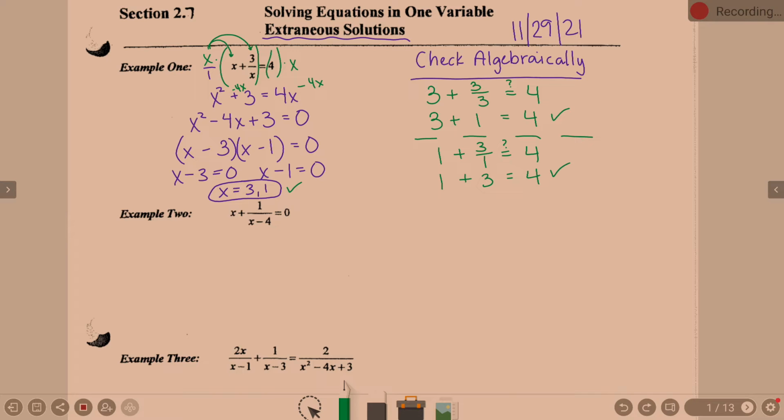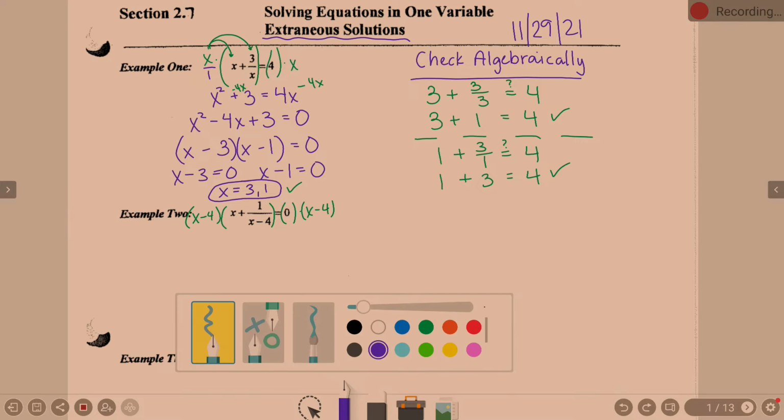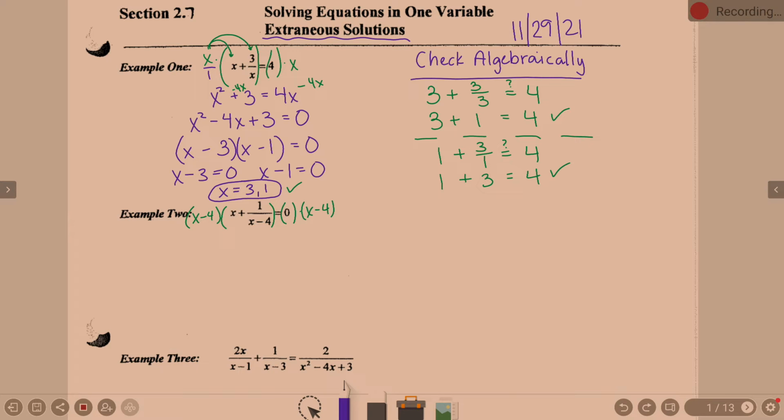There's a denominator again, isn't there? We have one denominator, it's x minus 4. So you're multiplying by that factor of x minus 4. Now, keep in mind, we're doing that to both sides of the equation, right? So I'm multiplying the left by x minus 4 and the right by x minus 4. We're going to take that x minus 4 and we're going to distribute it.